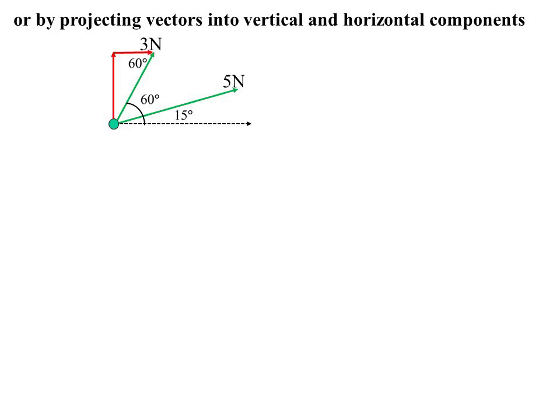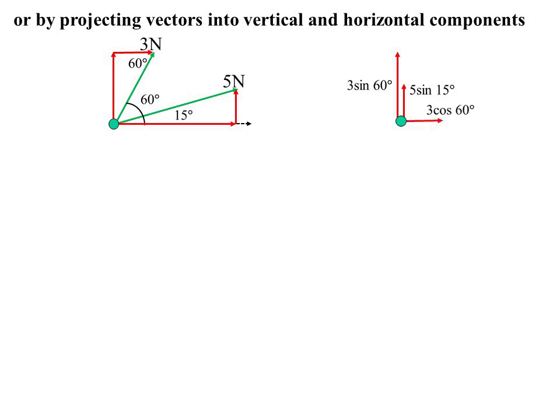Good old Bob has a horizontal component and a vertical component on the 3 newtons force. It also has components on the 5 newton force. If I was to put it all together, but just look at the vertical, then we have a vertical one of 3 sine 60 and also 5 sine 15.